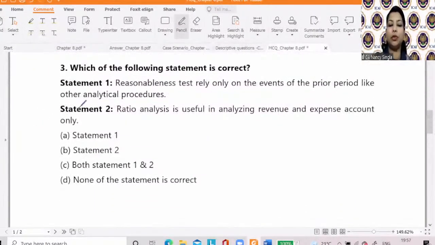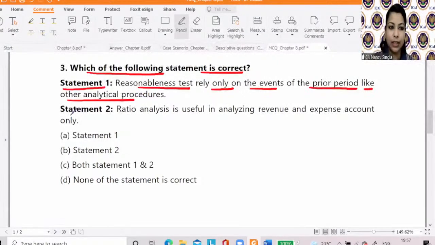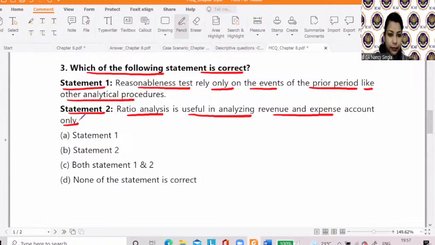Send in your reply with respect to the third. Which of the following statements is correct? Statement 1, statement 2. Ratio analysis is useful in analyzing revenue and expense accounts only. So students, I need answers from the maximum of you. Parth has answered correctly with respect to the third question. Charu, you have also answered correctly. Shubhank, you are also right. Pooja, you are also right. I need answers from others also. Surbhi, Aditya, Khushi, please send in your replies.